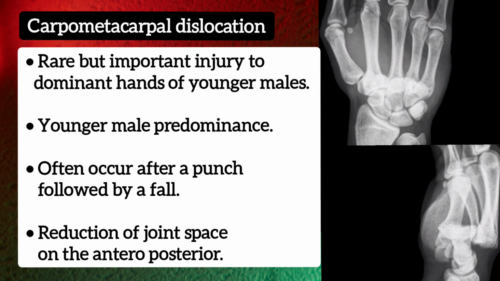Carpometacarpal dislocation. Rare but important injury to dominant hands of younger males. Younger male predominance. Often occurs after a punch followed by a fall. Reduction of joint space on the anteroposterior.